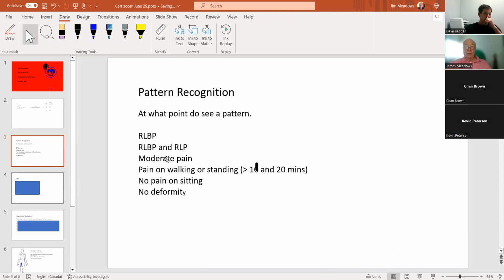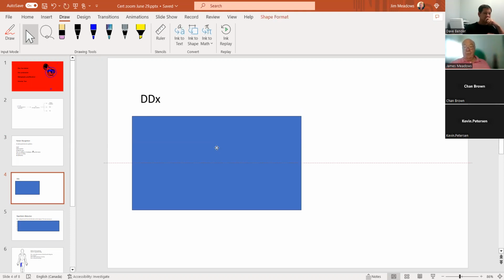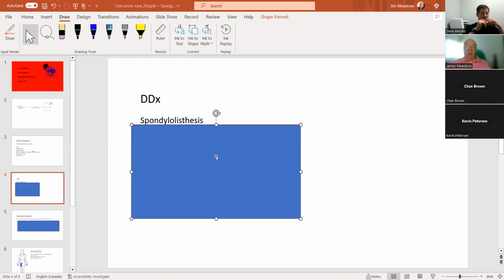So differential diagnosis. Given what we got, we had right low back pain, right leg pain down to the lateral foot. So what have we got here? Spondylolisthesis. What do you think of that as a differential? It's a rubbish one. Why? Patrick, I see your name there. Just caught my eye. Can you repeat the question? Why is spondylolisthesis a rubbish differential diagnosis for this presentation?